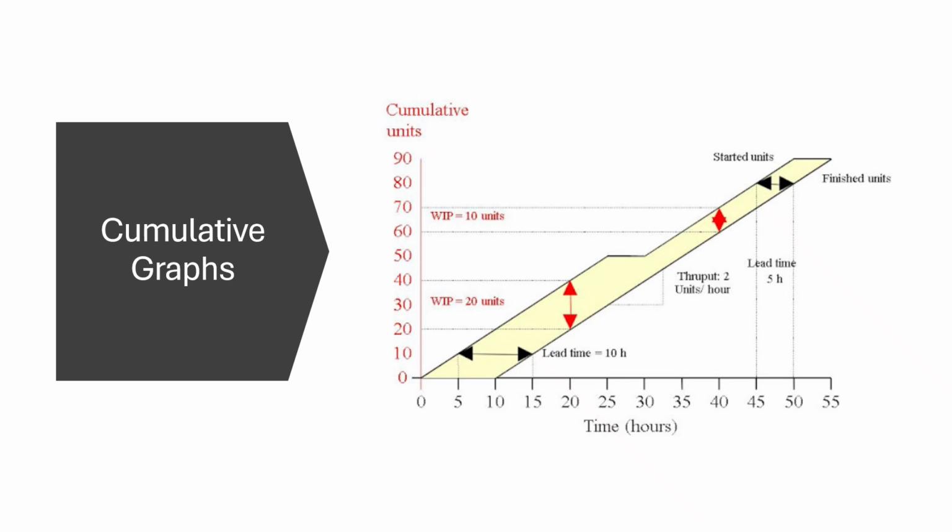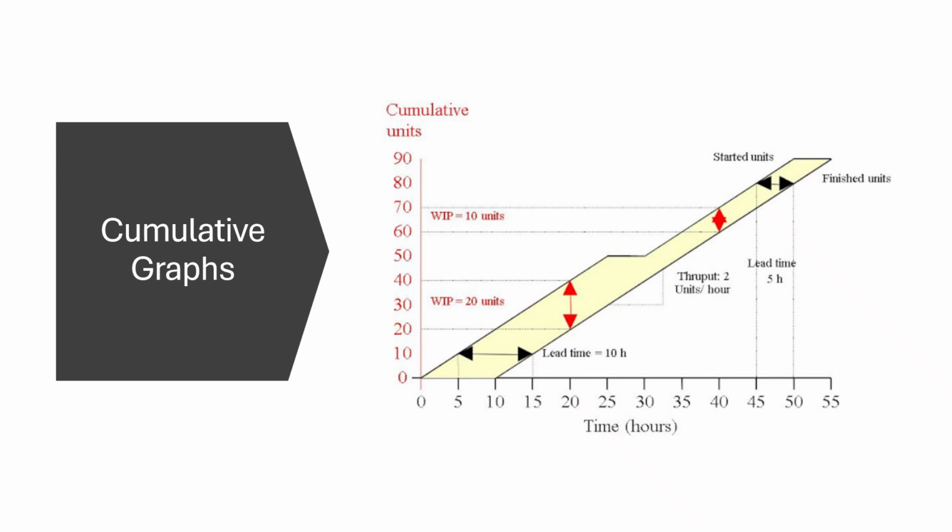In this other example, the curve on the left represents the cumulative number of items started in the line. The curve on the right is the cumulative number of units finished. From hours 0 to 25, the process is stable. The starts line is parallel to the finishes line.